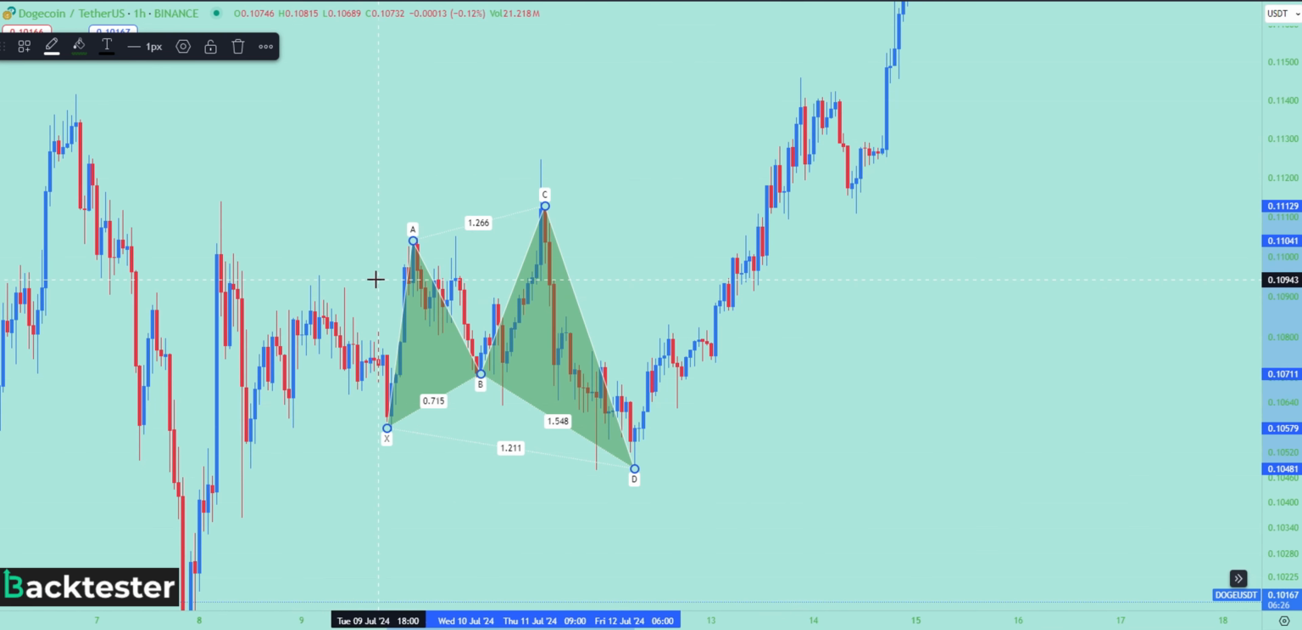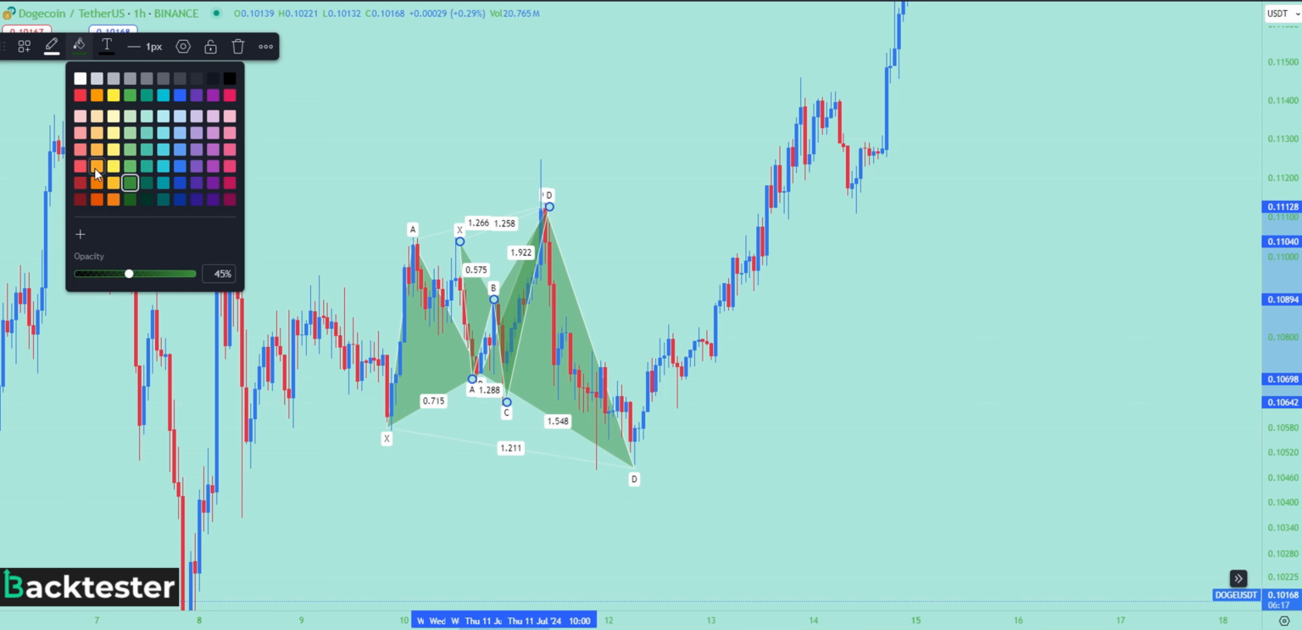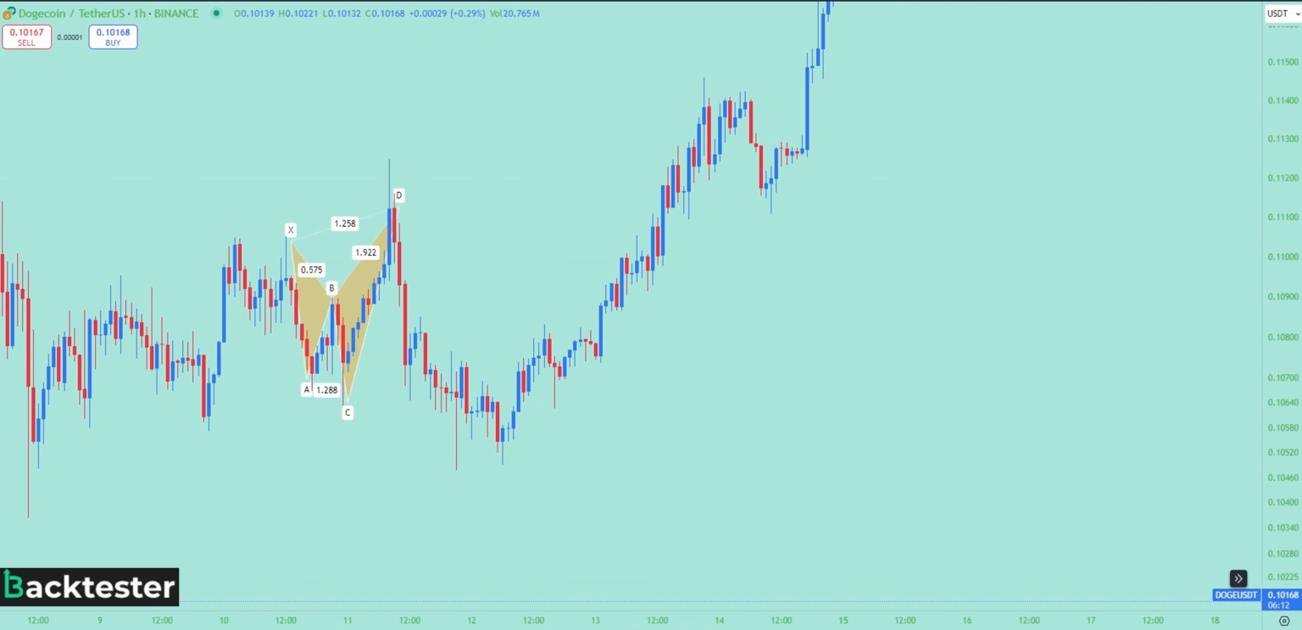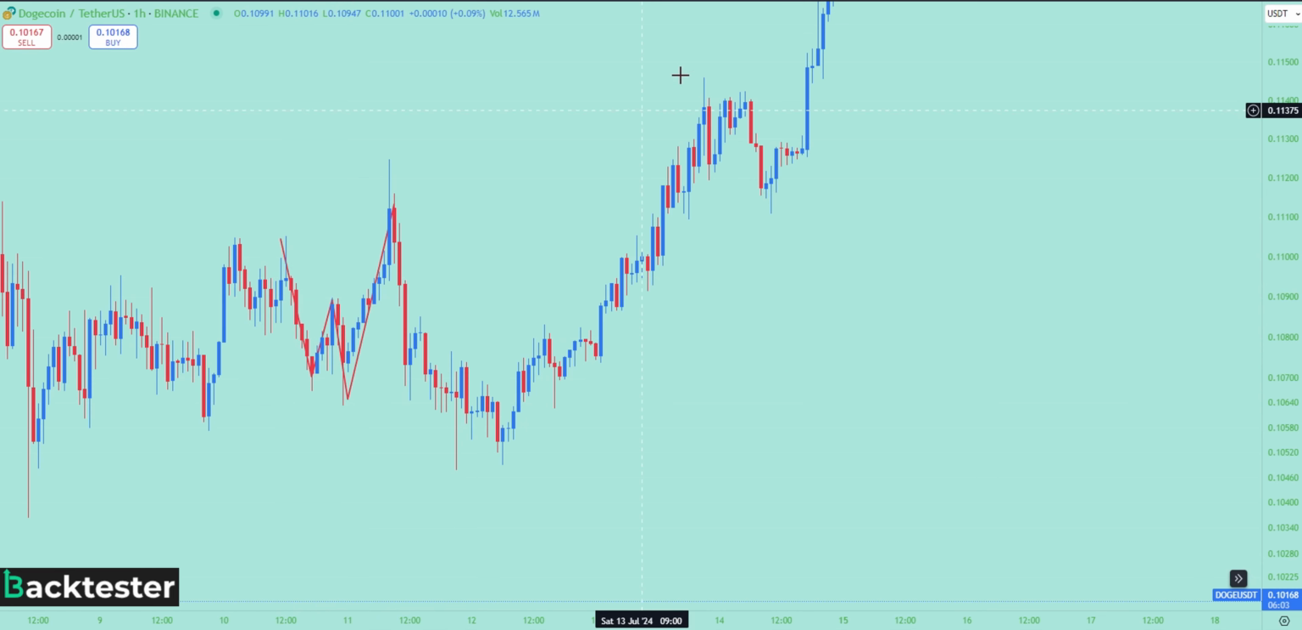But if you look closely, inside this M pattern we actually have a W pattern. So we have a W pattern right here. Let me just delete the M pattern, and inside this M we actually have a W pattern, if you can spot it, that gave us an opportunity for a sell.